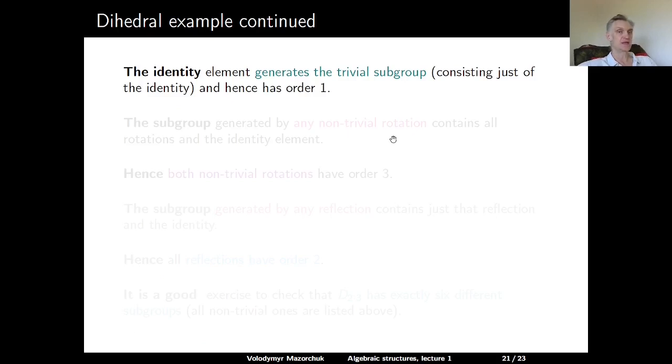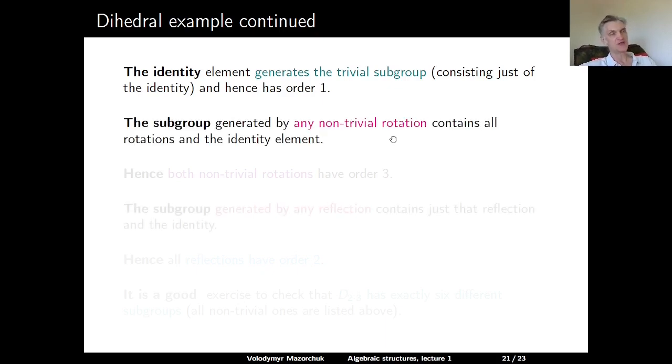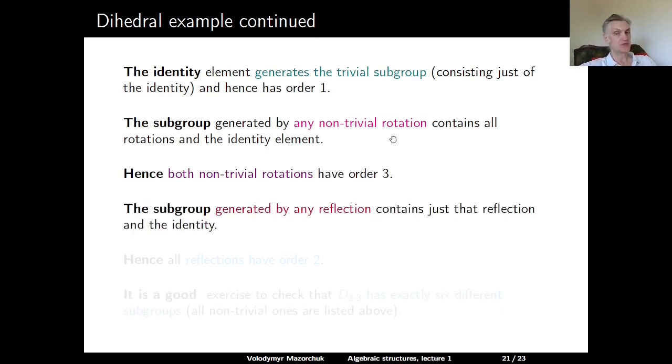So the identity element has order 1. The identity element generates a trivial subgroup and hence has order 1. Any non-trivial rotation generates all rotations and the identity. So both non-trivial rotations have order 3. The subgroup generated by any non-trivial rotation is the subgroup of all rotations and the identity. The subgroup generated by any reflection just contains that reflection and the identity. The reflection squares to the identity. Hence all reflections have order 2.